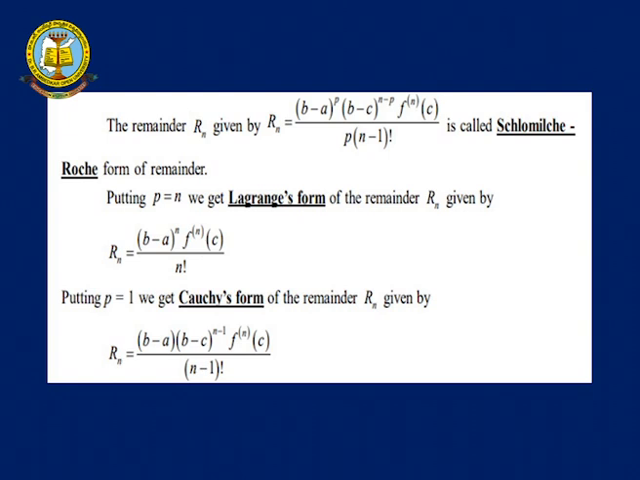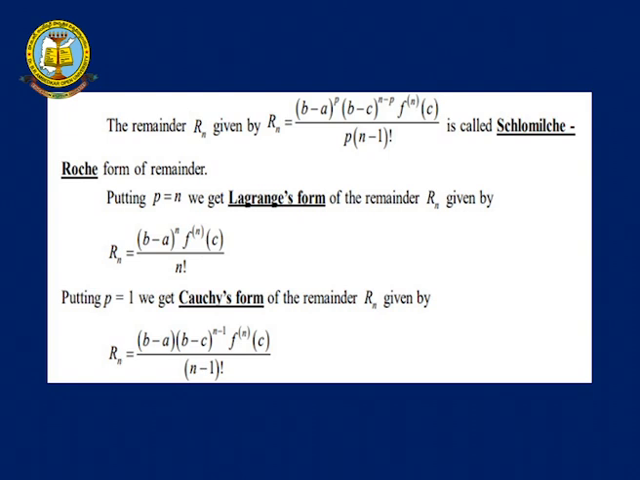Here the part is b minus a whole power of p and b minus c whole power of n minus p into f power of n of c by p into n minus 1 factorial, that is called the remainder Rn. It is also called the Schlömilch-Roche form of the remainder. If you substitute p equal to n in the above equation, where the remainder Rn is, we get b minus a whole power of n and f power of n of c by n into n factorial. So, this is called the Lagrange form.